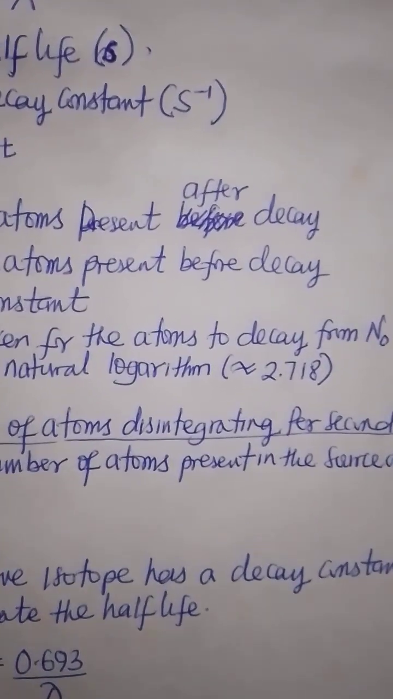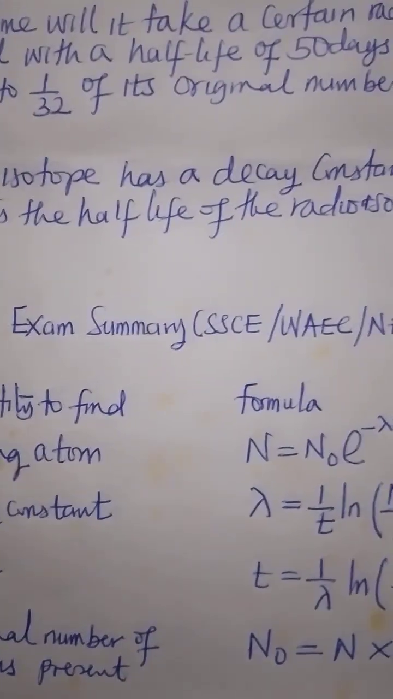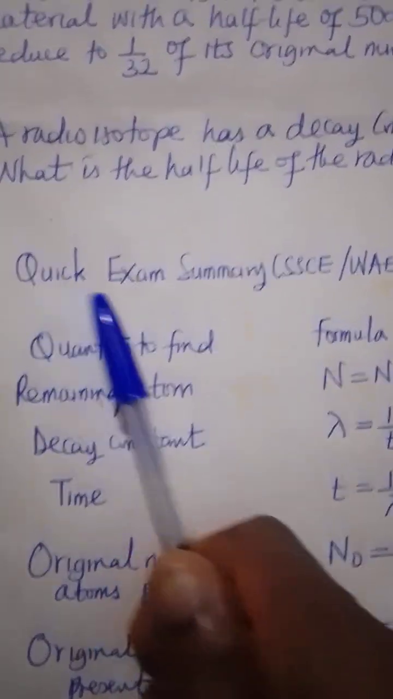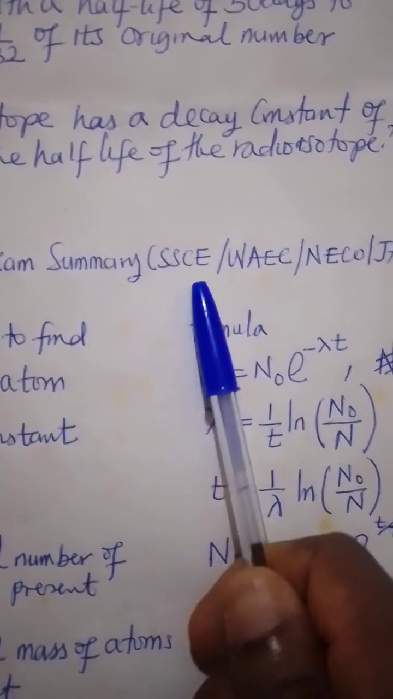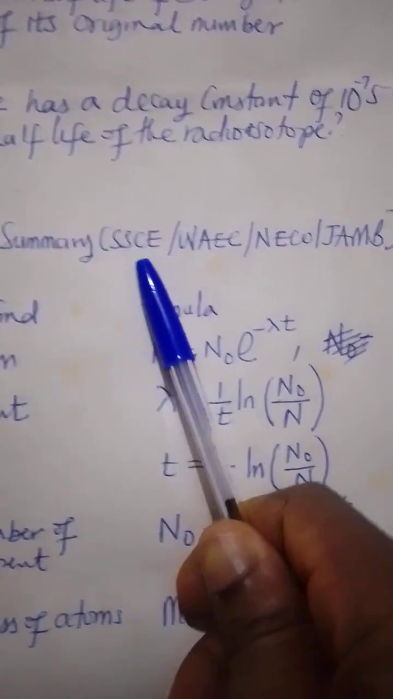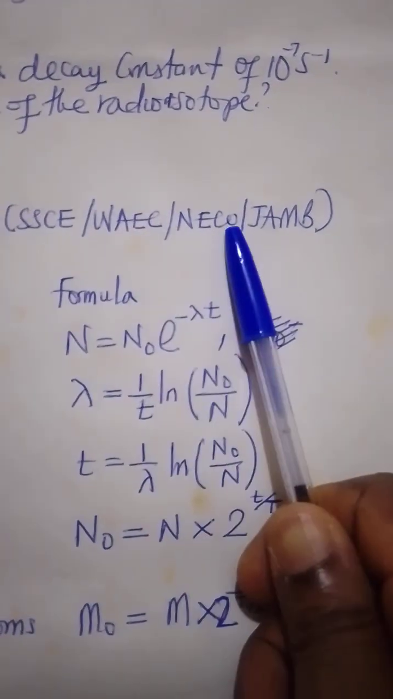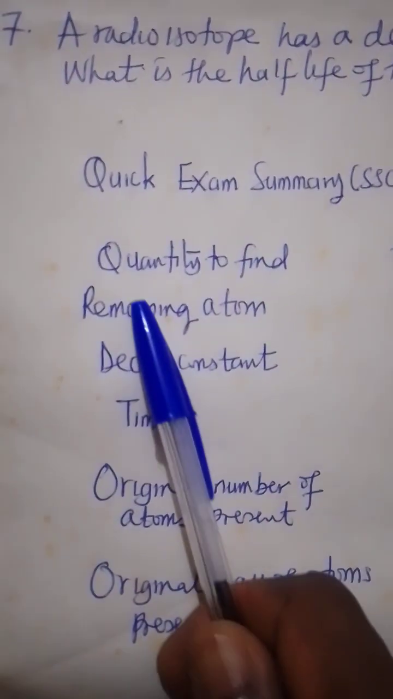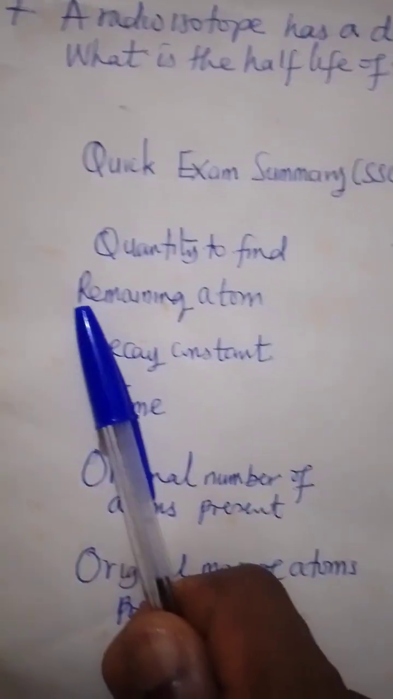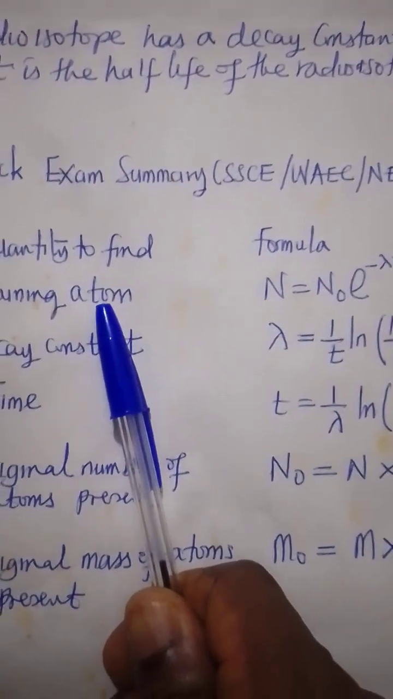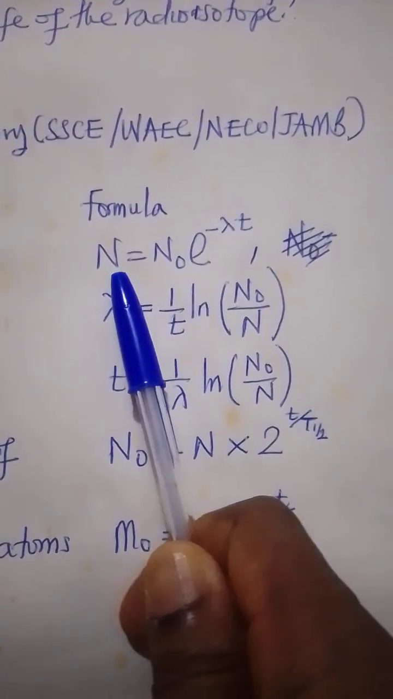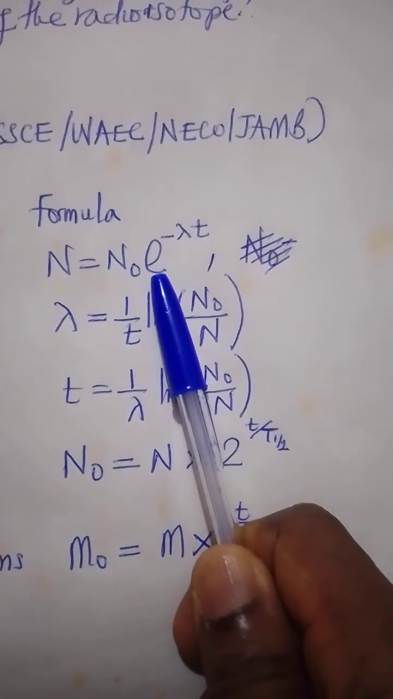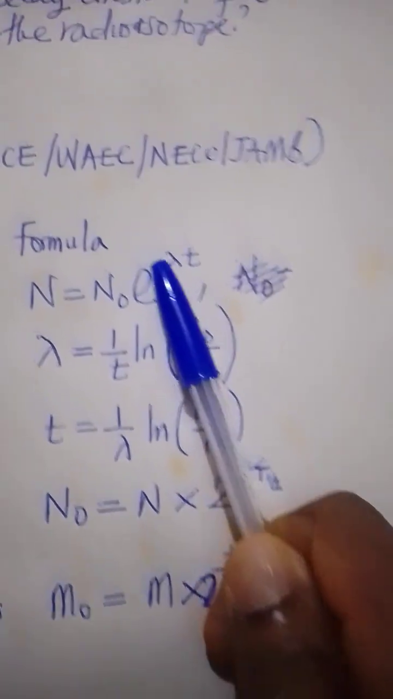We can take a summary of all the formulas now. Quick exam summary. That is a summary of formulas that you can use for SSCE, WAEC, NECO, or JAMB. Let's look at the first one. Quantity to find, and then what formula? Suppose we are told to look for remaining atoms. We will use N equal to N naught e raised to the power minus lambda T.